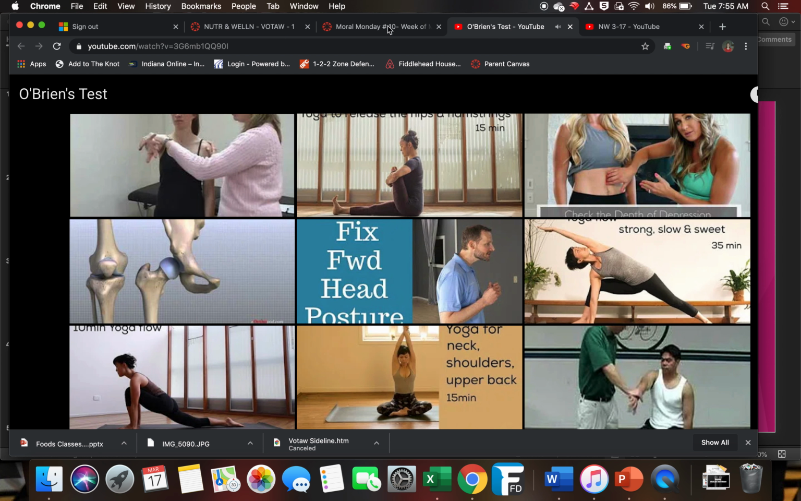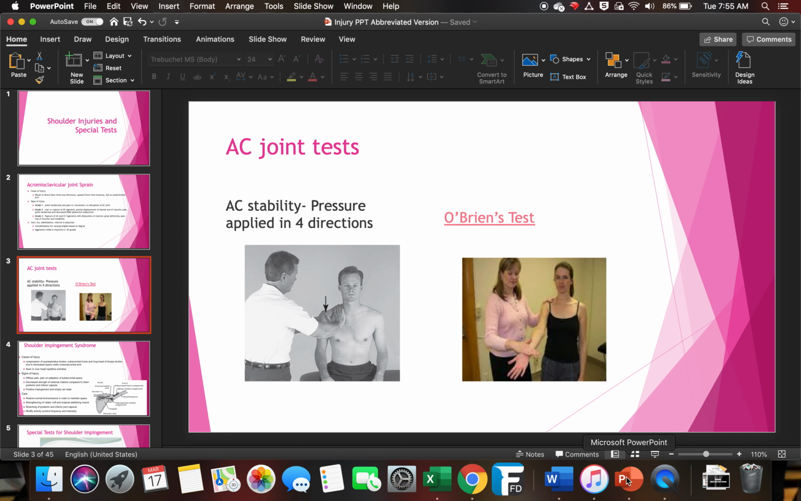Okay, they said suspicious for labral tear, but also for AC joint instability. So that's O'Brien's test. Like I said, I'll give you all of that typed up at the end.